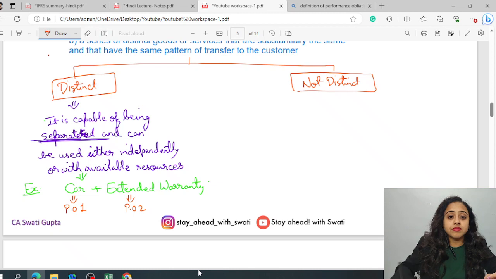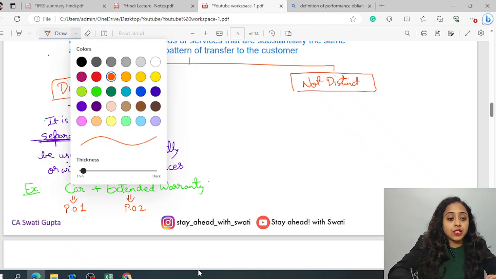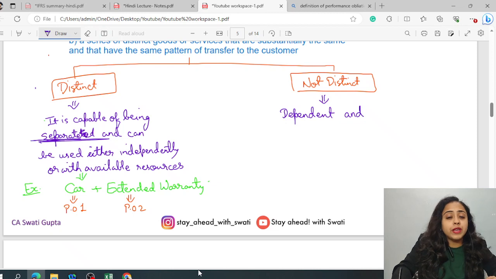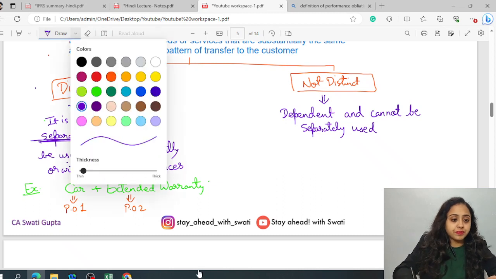Next comes not distinct. This simply means they are dependent, they cannot be separated. They are dependent and cannot be used independently, cannot be separately used.